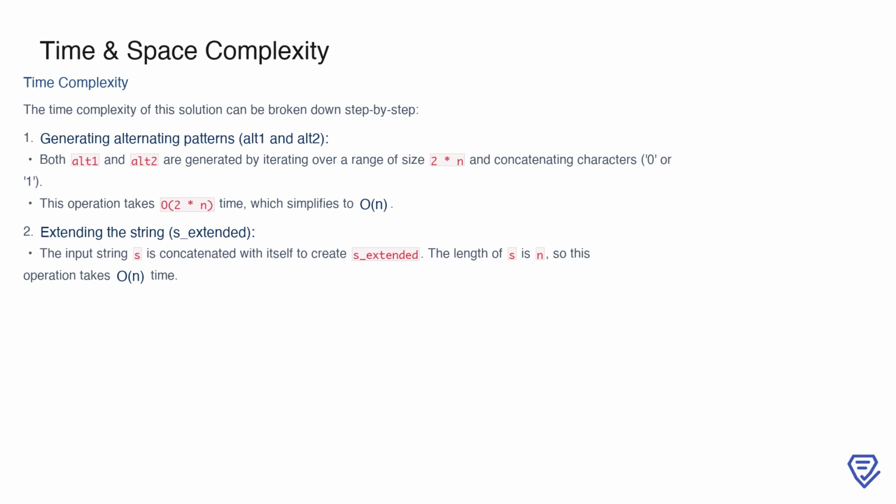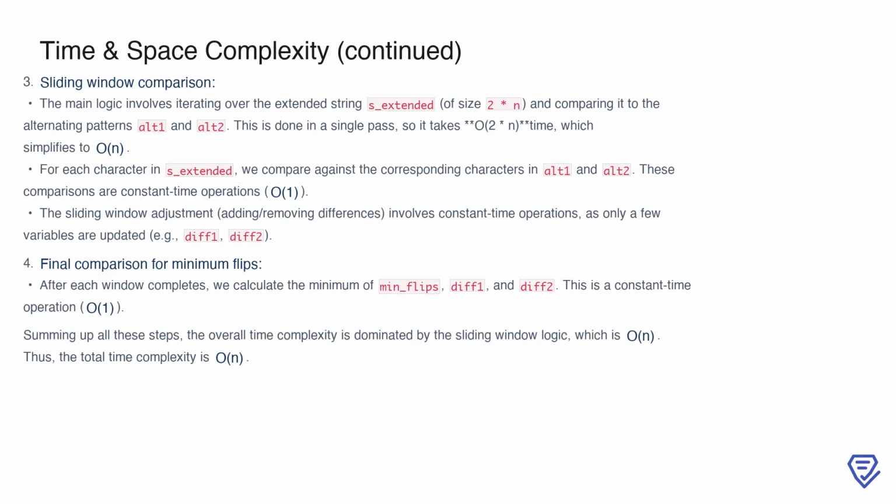Next, we extend the input string s by concatenating it with itself, creating the string s_extended. Since the length of the input string is n, this operation also requires O(n) time. These two steps lay the groundwork for the sliding window approach, but their overall contribution remains linear in nature. Now, we move to the core of the algorithm, the sliding window comparison.